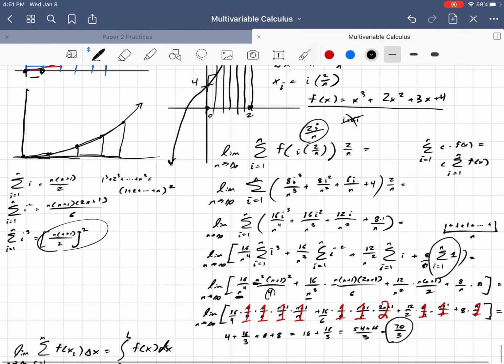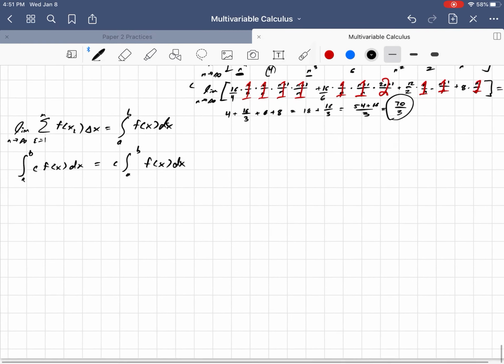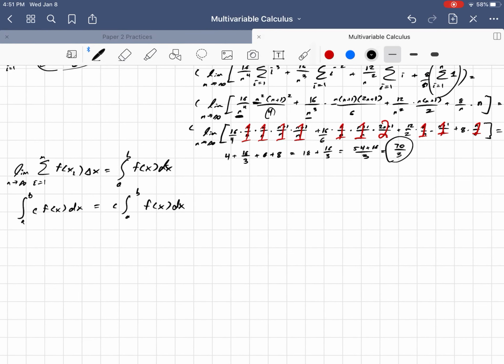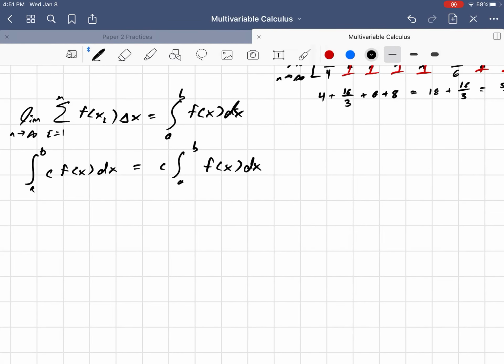And the reason you can do that is because at any particular point here, if I multiplied this function by a c, I'd be multiplying by c, c, c, c, and it would just come out because it's a constant, and constants can come out of both the summation and the limit. So that's a very useful property. The integral of a sum is the sum of the integrals. The integral of a difference is the difference of the integrals.